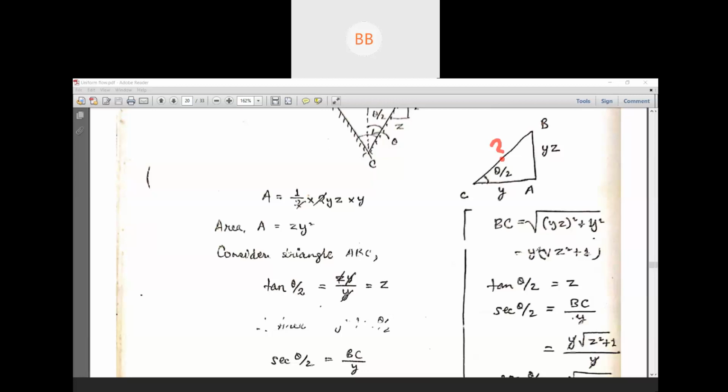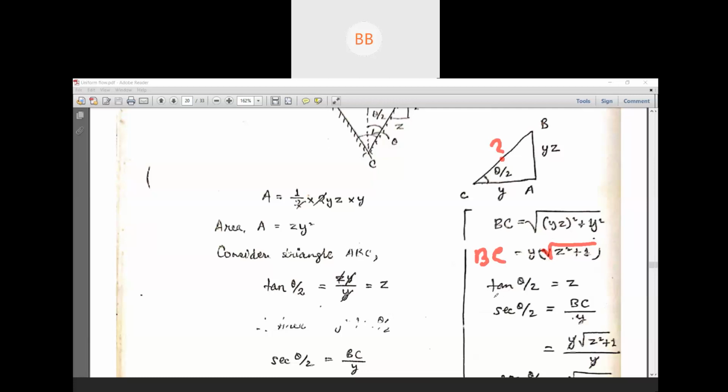Y square and y square we can bring out. What will be left is root over z square plus 1. So y square we bring out, and we get y root over z square plus 1. That is nothing but your BC.